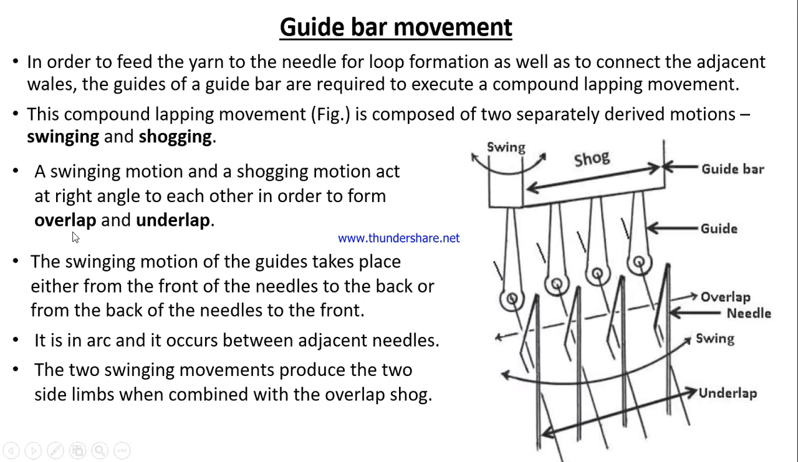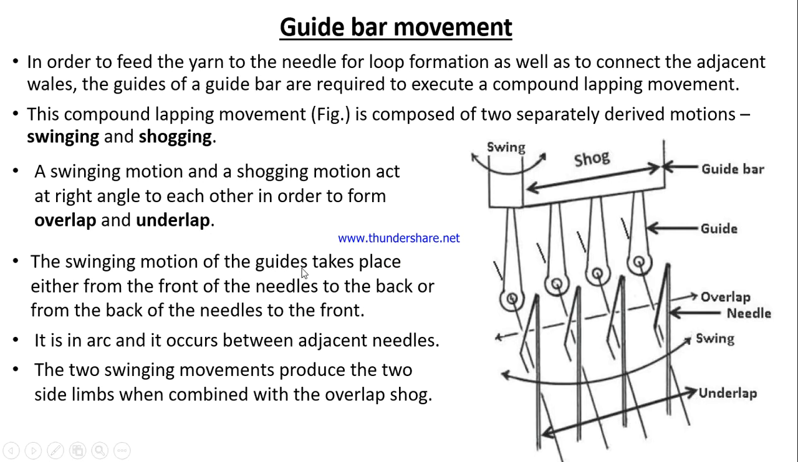Overlap is a phenomenon when the yarn is lapped over the hook of the needle. That is called overlap. And when the yarn is lapped behind the hook of the needle, then the motion is called underlap. When overlap occurs, the needle will be able to catch the thread, or feeding is possible. When underlap occurs, then feeding is not possible. The needle cannot catch the thread for the loop formation.